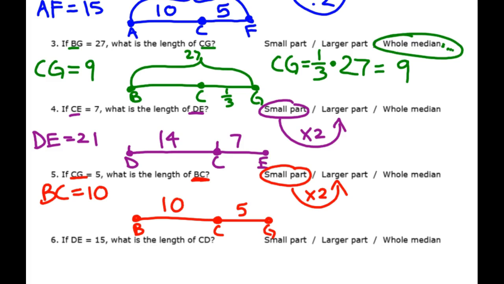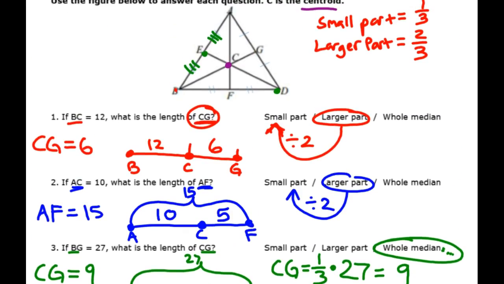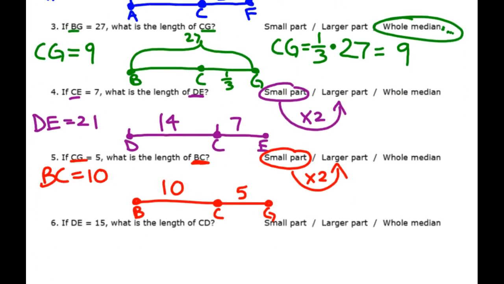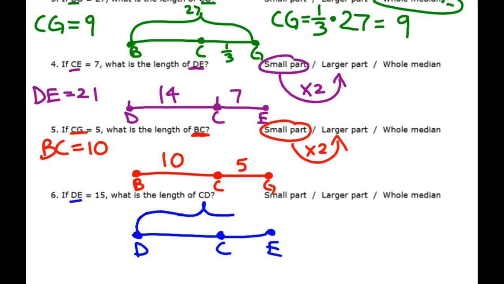Okay? One more. If DE is 15, so check me out. I got DCE is my median. It gives me DE is 15. Guess what? That's the whole thing, right?